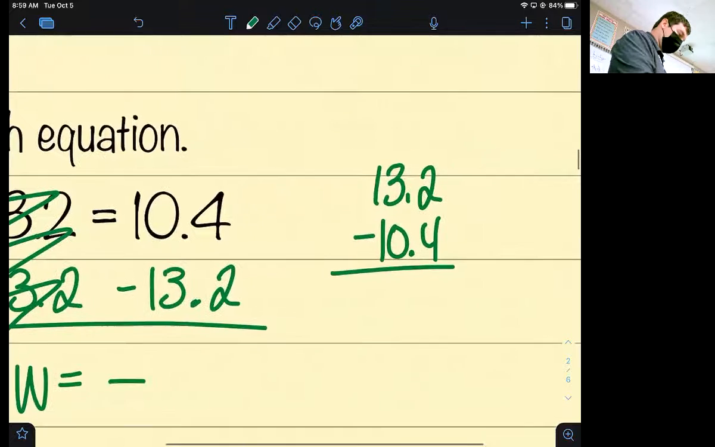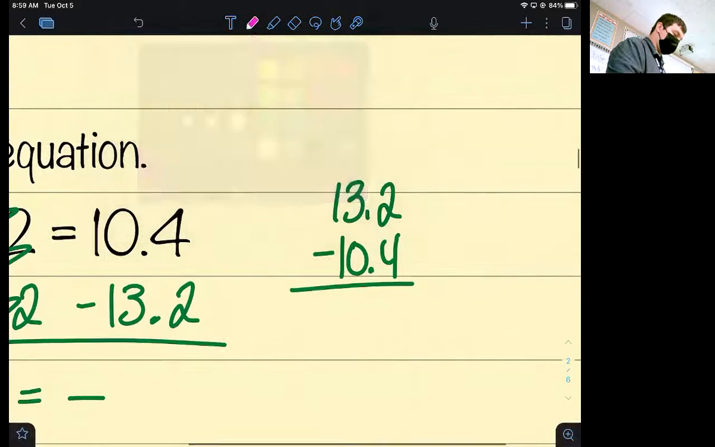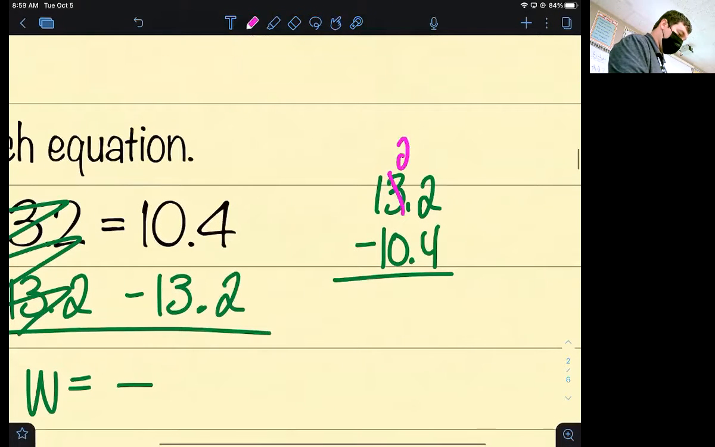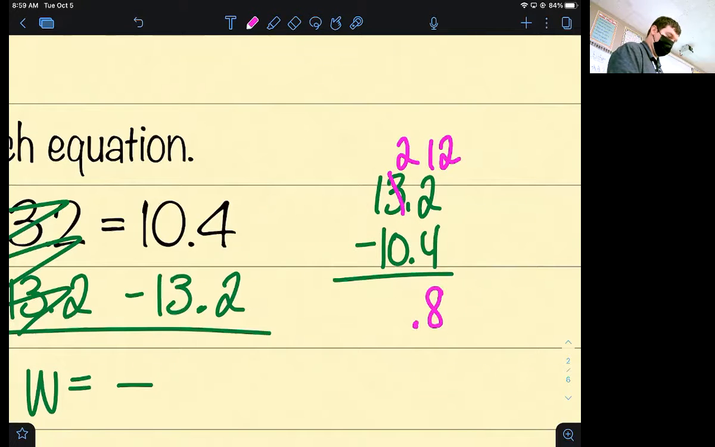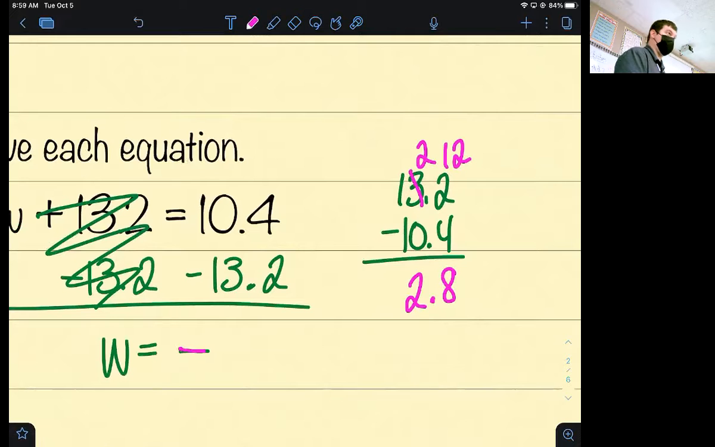Let's go ahead and subtract to figure out how much the negative army wins by. I need to borrow. What's 12 minus 4? 2 minus 0? 1 minus 1? 0. So the answer is negative, because we know the negative army won this one, 2.8.